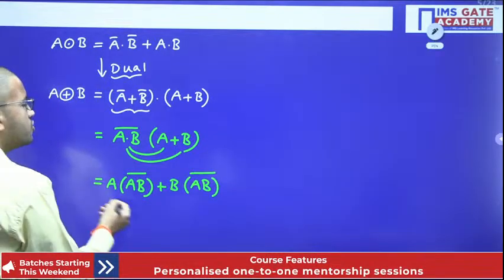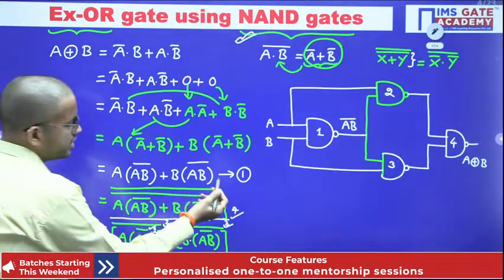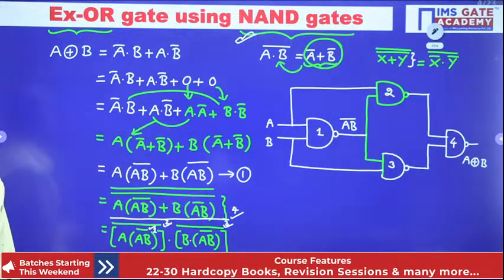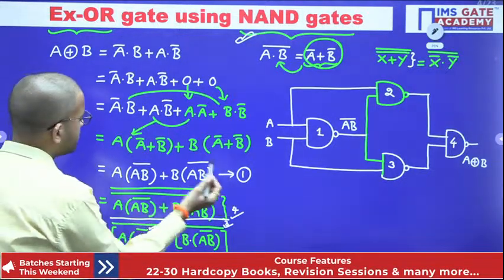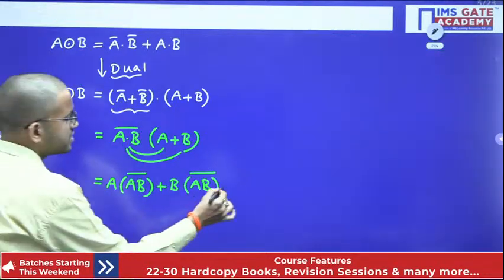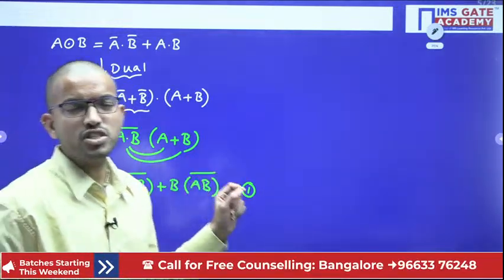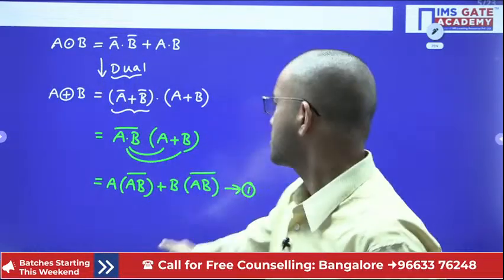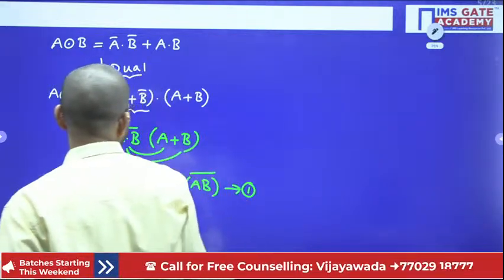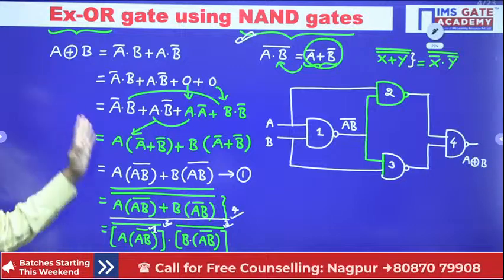Now just observe the equation I got and the equation you have, whether both are the same or not. Regarding equation number 1, A into AB bar plus B into AB bar, yes, we are getting the same equation. So this is one more easy approach to get the expression like this. Very good.